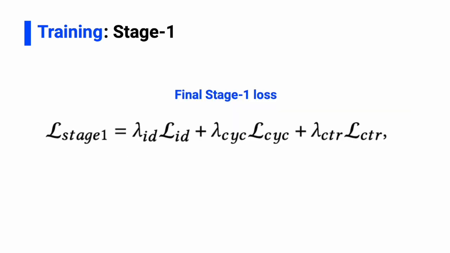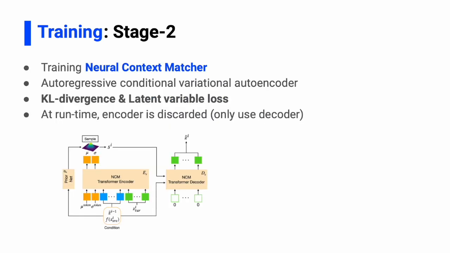So finally, we can add these three losses to get the final stage 1 loss. Next stage is training the context matcher. Since NCM is an autoregressive conditional variational autoencoder, training the NCM encoder and decoder is conducted with a sequence of source features and the corresponding sequence of target features.